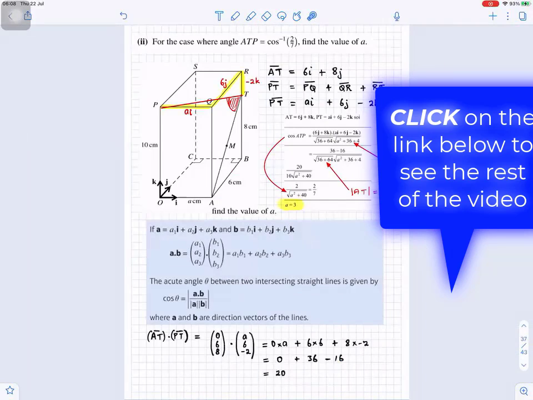For part 2, for the case where the angle ATP is equal to inverse cosine of 2 over 7, find the value of a. We know AT is 6i plus 8j. PT is the same as PQ plus QR plus RT. So PT is equal to ai plus 6j minus 2k.